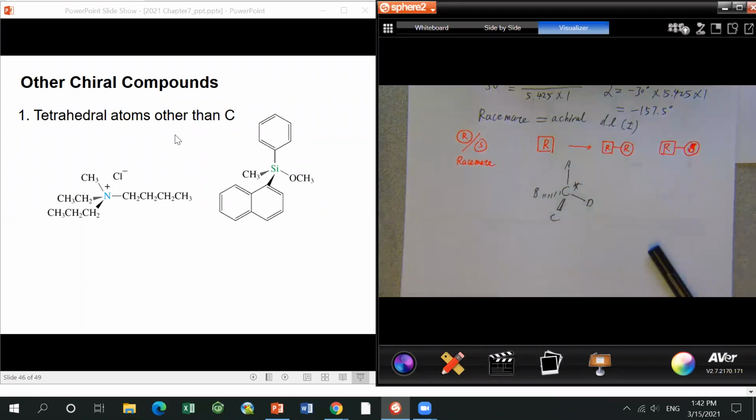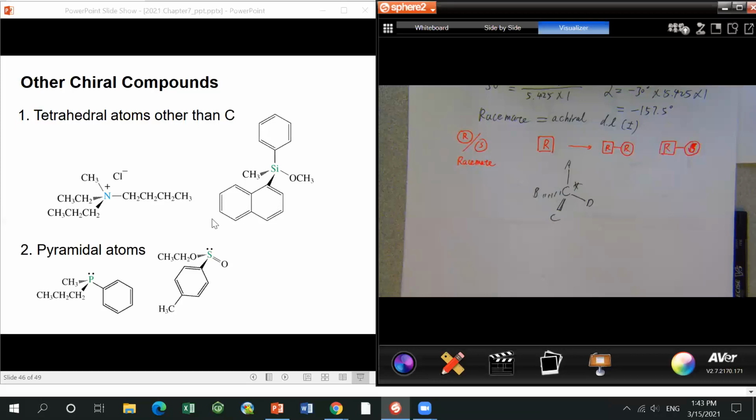One example is the quaternary amine, also called ammonium. You have 4 different attachments, similar to the chiral carbon, so this molecule will also be chiral. The same thing is true for silicon. If you have 4 different attachments on the silicon, this molecule will also be chiral.